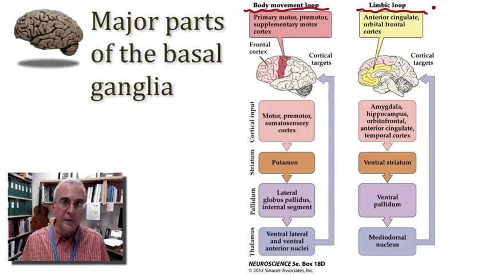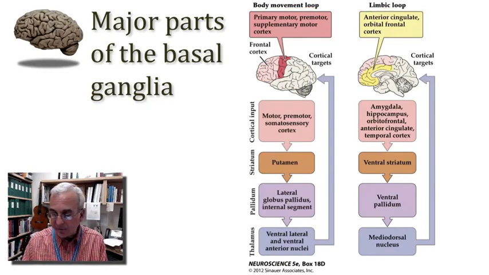So the body movement loop is a circuit that runs through the basal ganglia that's primarily concerned with the movements of our limbs. The limbic loop is a circuit that runs through the basal ganglia that's concerned with our affect and our motivation. And that will be important when we consider the neurobiology of addiction. All right, so let's look at what's common about these two parallel processing streams that run in the basal ganglia.